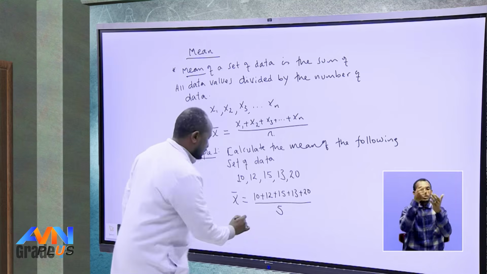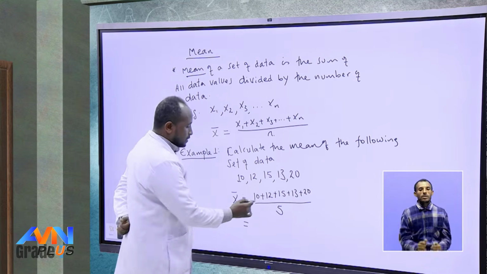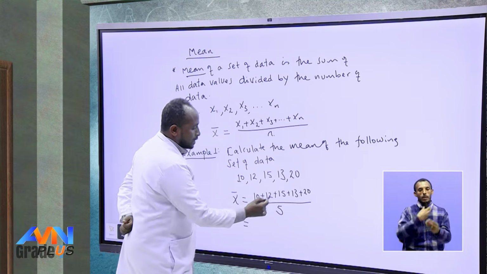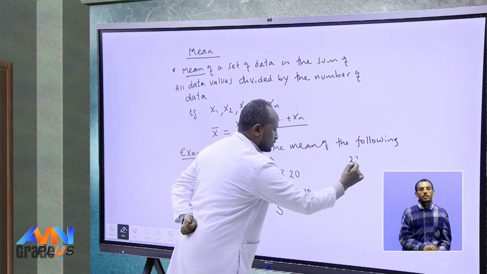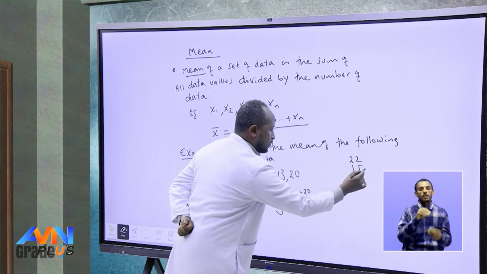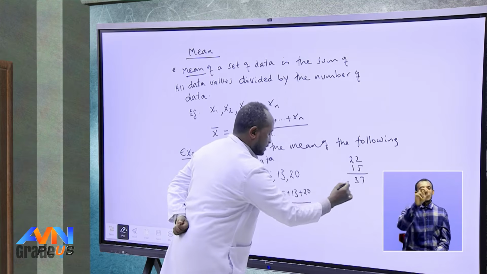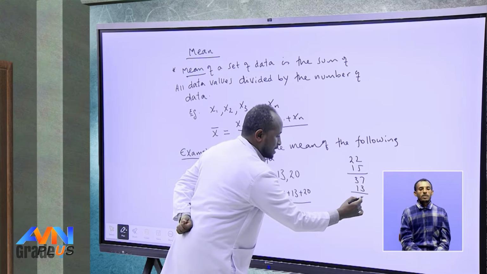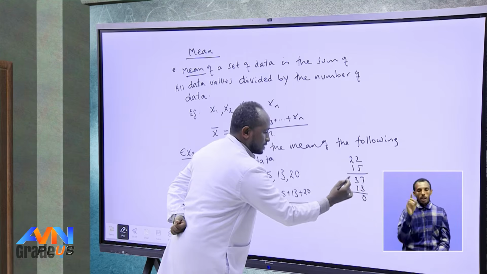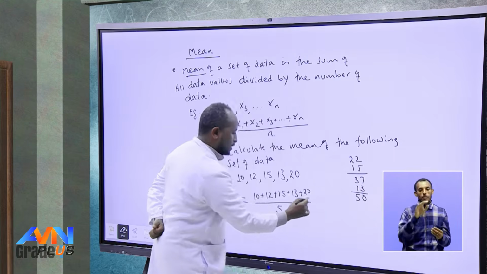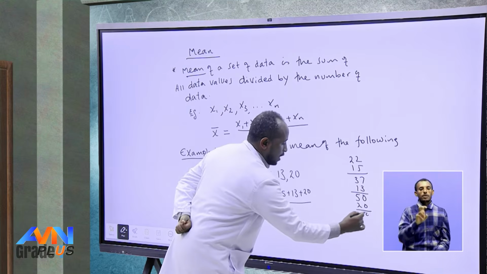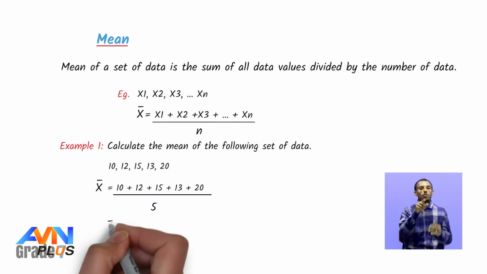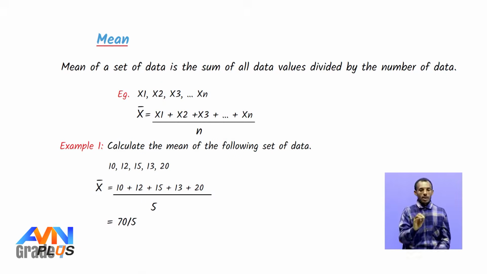So let's add this. 10 plus 12 is 22. 22 plus 15 is 37. 37 plus 13: 7 plus 3 is 10, and 1 plus 3 is 4, 4 plus 1 is 5, so 50. Then you add 20, so you have 70. The sum of this data is 70, so you divide 70 by 5 and you'll have the mean.